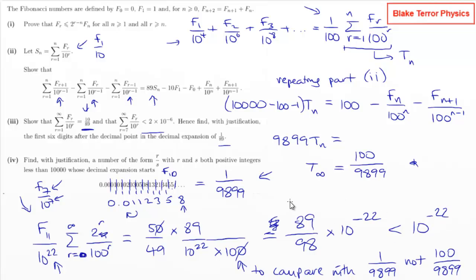So then I have to do my therefore. Therefore, the subsequent sum, so the sum from r equals 11 to infinity is less than 10 to the minus 22, so will not affect the first 22 decimal places.